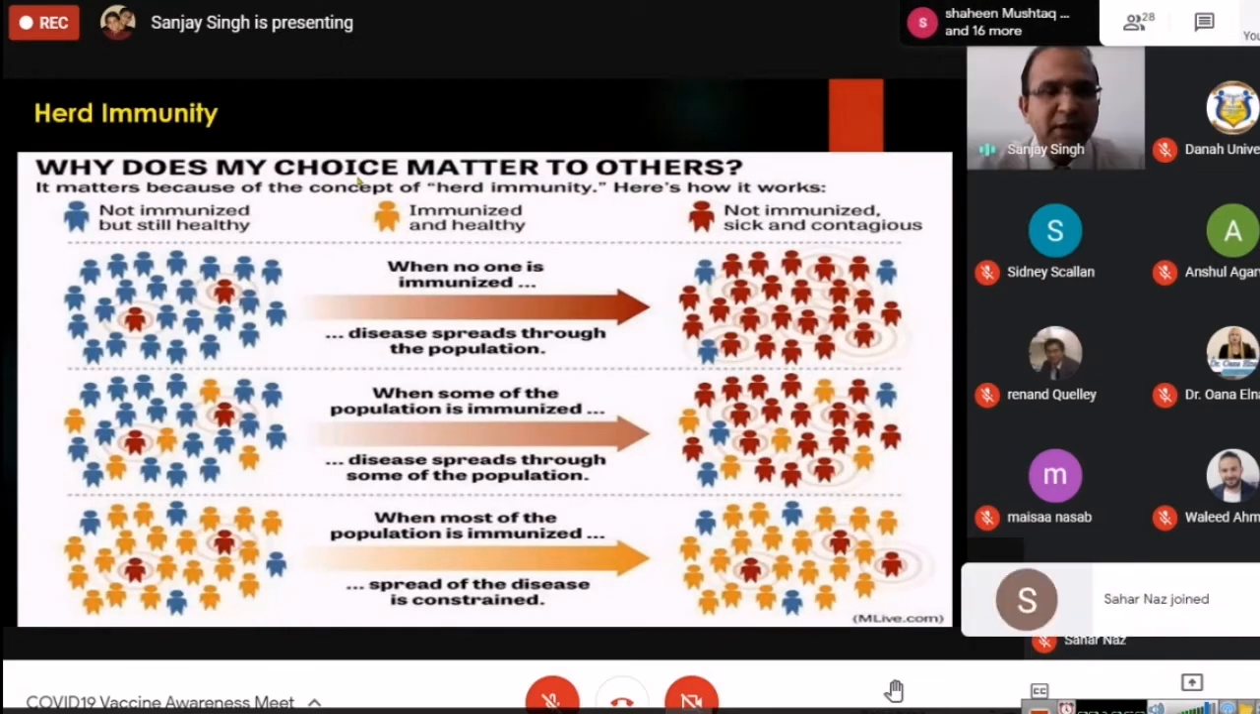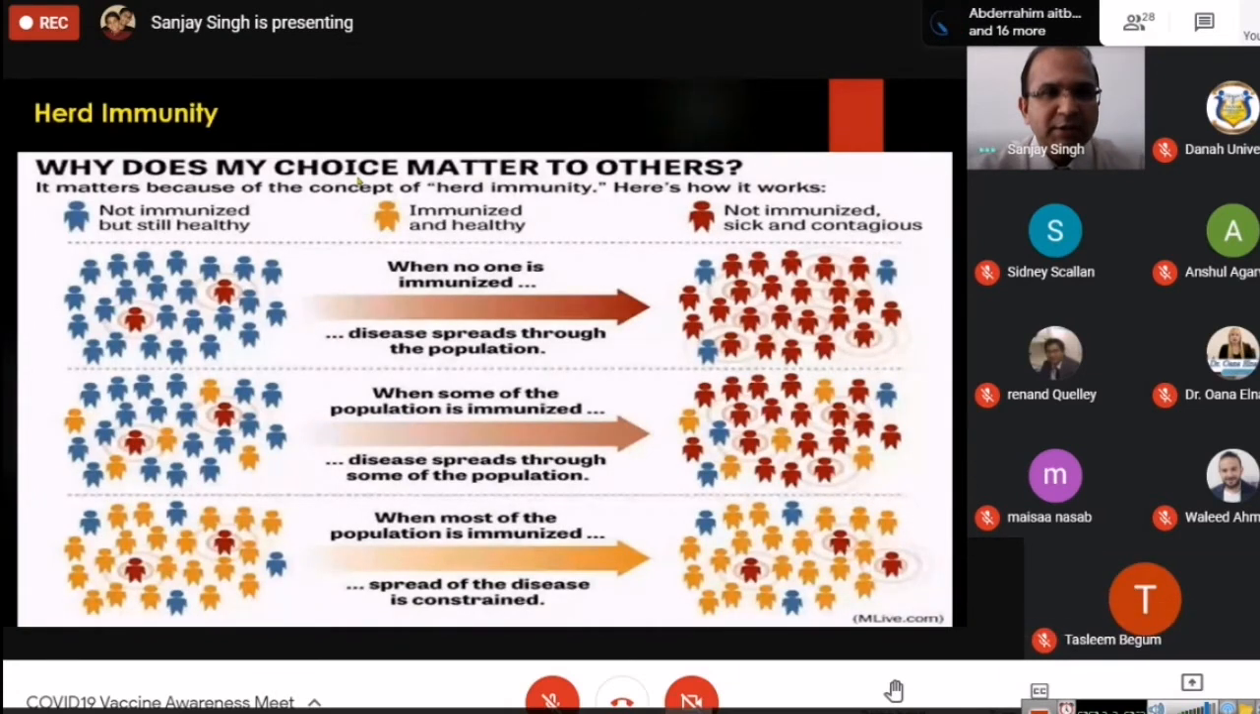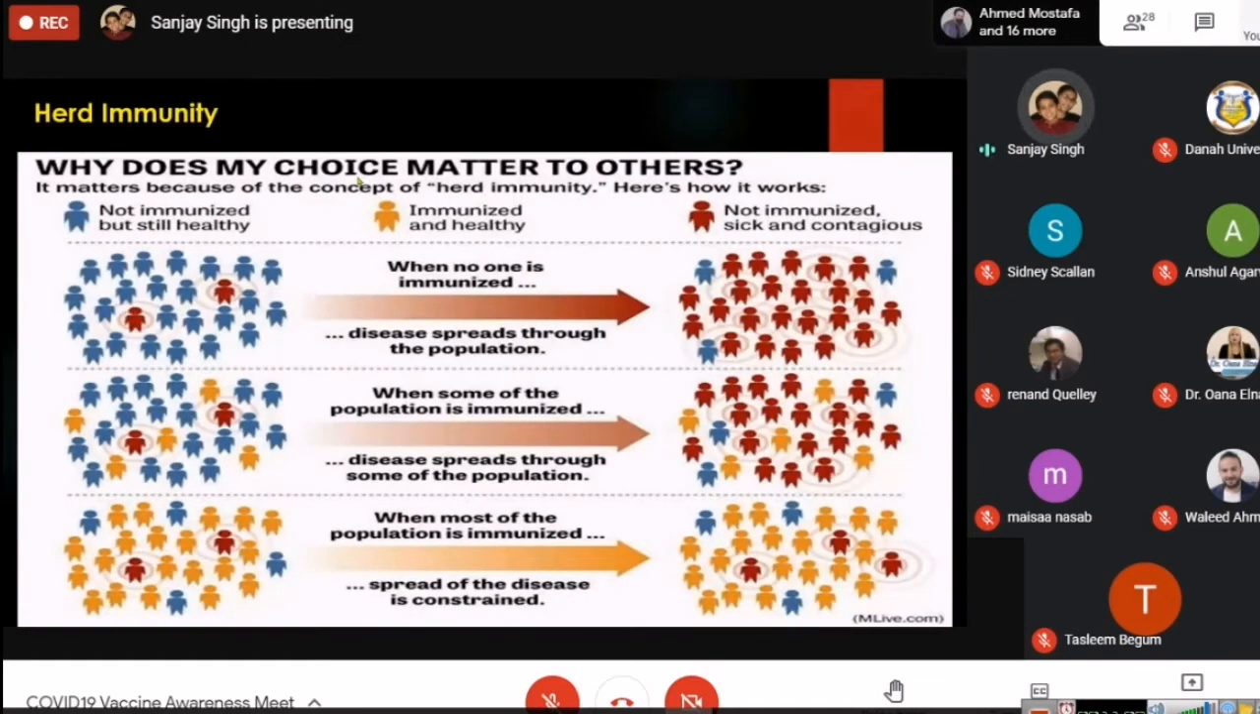If you see this picture, the ones in blue are not immunized and they are still healthy. The ones in yellow are immunized and healthy. The ones in red are not immunized and sick and contagious. So when no one is immunized, the disease spreads through the population. You see the first arrow. The second arrow, when some of the population is immunized, the disease spreads through some of the population. And when most of the population is immunized, the spread is much slower.